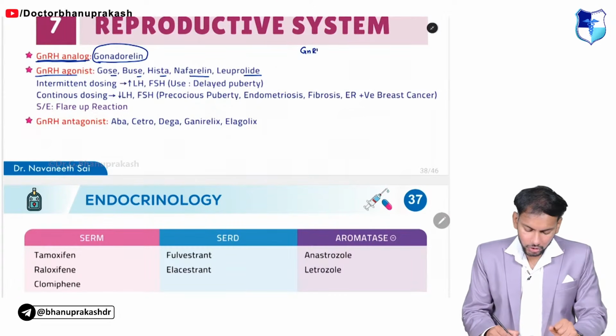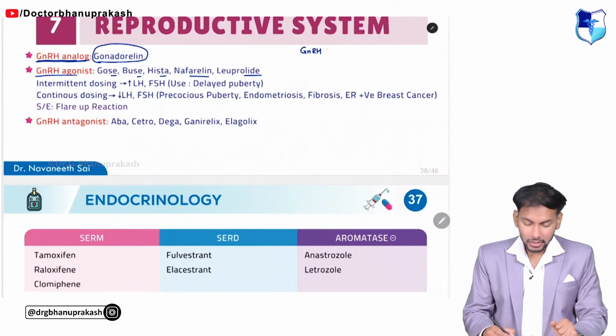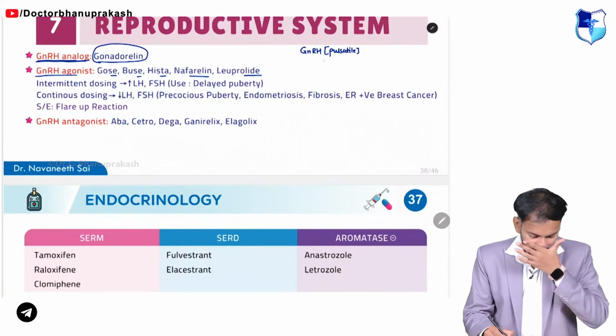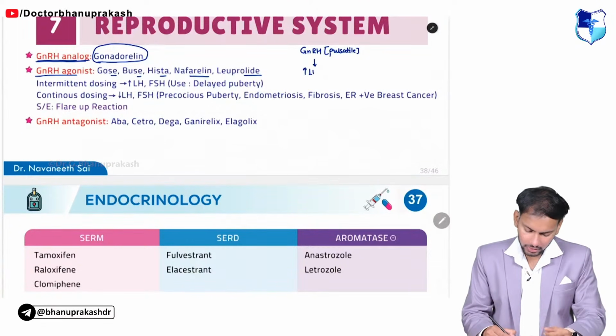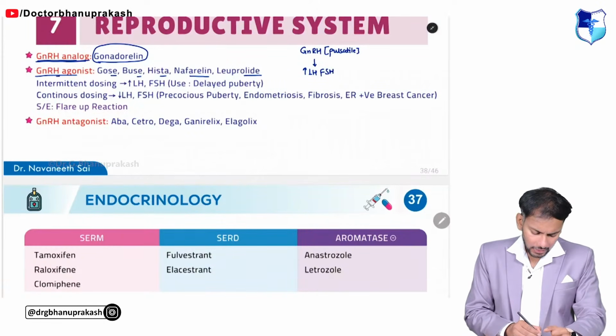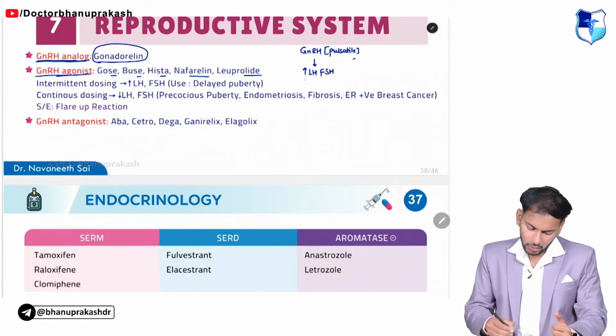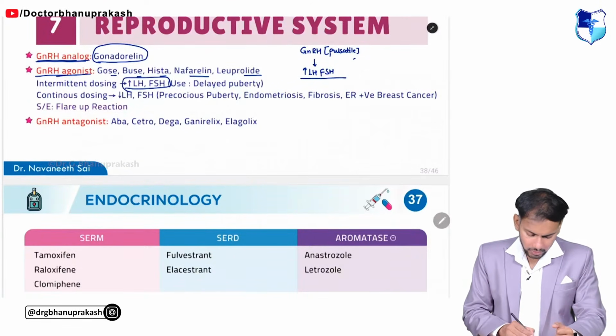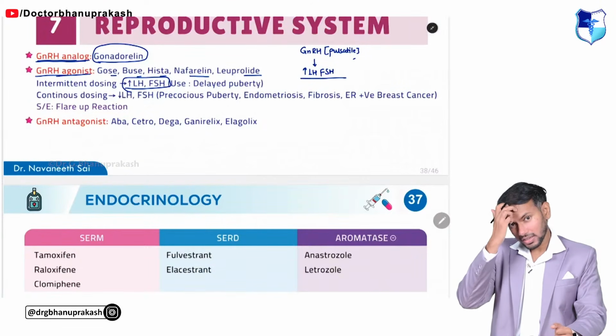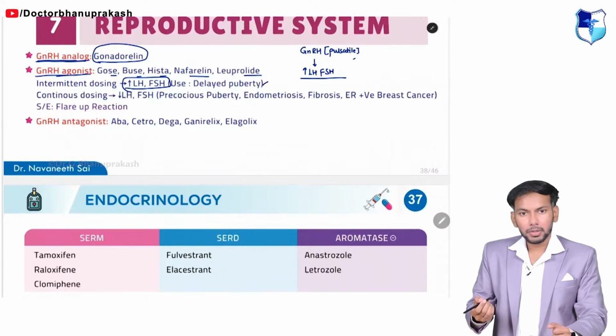How is GnRH released in the body? Pulsatile. When it is released in a pulsatile manner, it will increase LH and FSH. That much you already know. So, if you give GnRH agonist in an intermittent dosing, it is similar to pulsatile, no? So, it will increase LH and FSH. Yes, that's all. That is why it is used in delayed puberty.